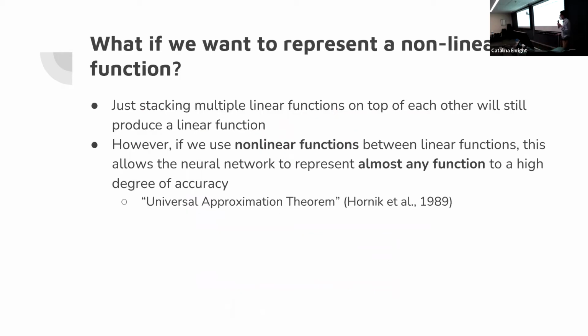Okay, so this is great if the function that you want to model is actually linear. But a lot of real world phenomena are nonlinear. So what do we do in this case? It turns out that just stacking multiple linear functions is not enough, because that will still produce a linear function. However, a key insight from a long time back is that if we use nonlinear functions between the linear functions, this can allow the neural network to approximate almost any function to a high degree of accuracy.